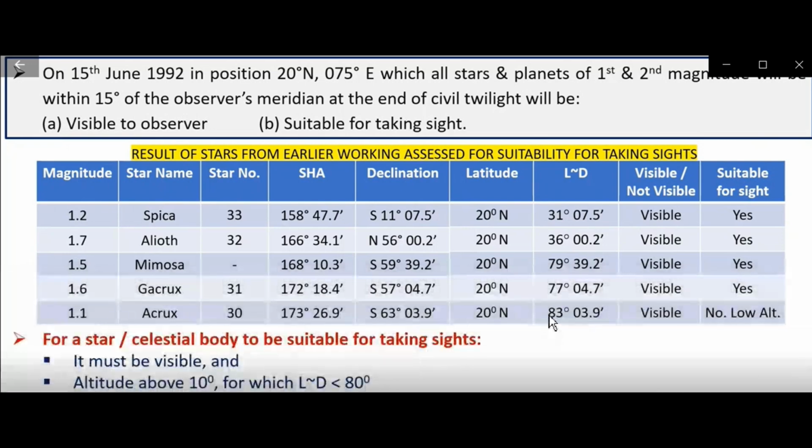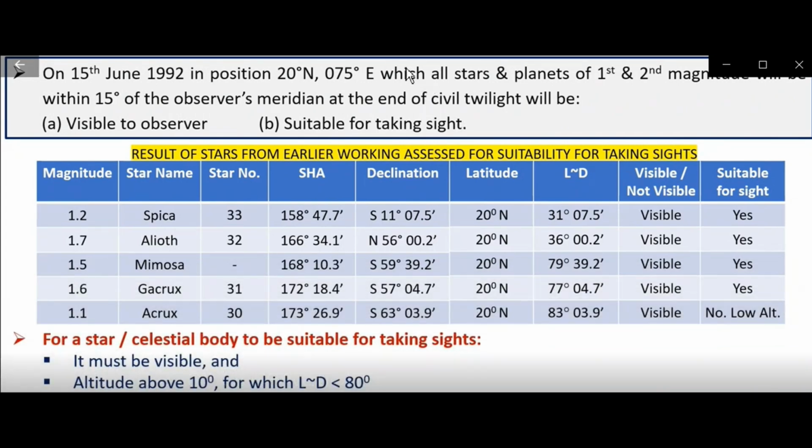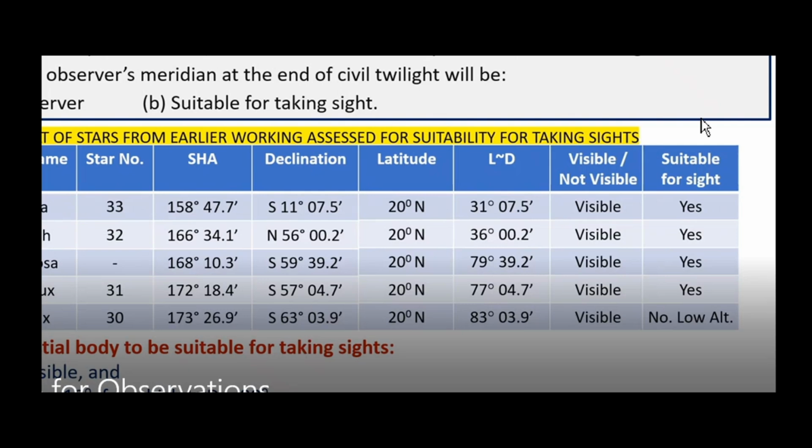If L difference D is greater than 80, it means the altitude of the body will be less than 10 degrees. Okay, let me show this to you in the rational horizon diagram. Is this L difference D MZD? Yes, it will give you the MZD. Therefore true altitude will be 90 minus L difference D, so 7 degrees. That's right. L difference D is basically what we call MZD. Okay, I'll show you in the rational horizon diagram.